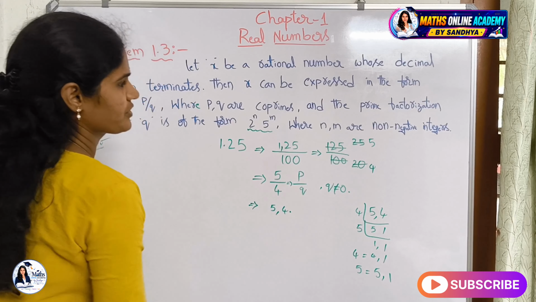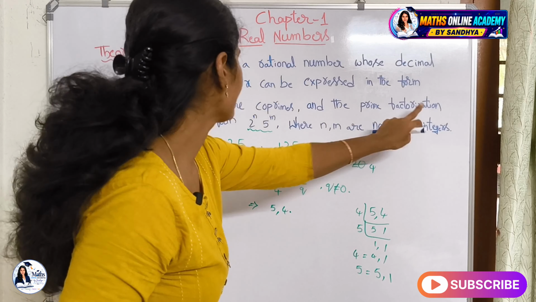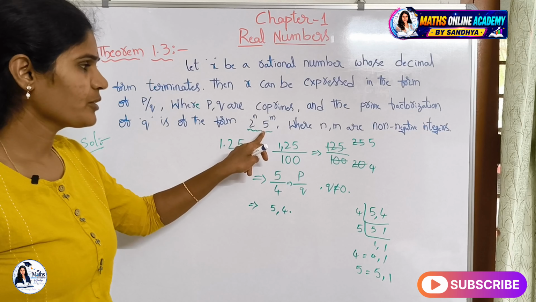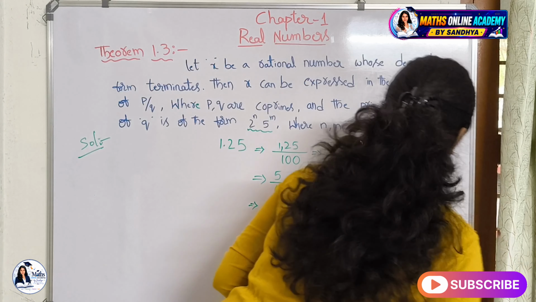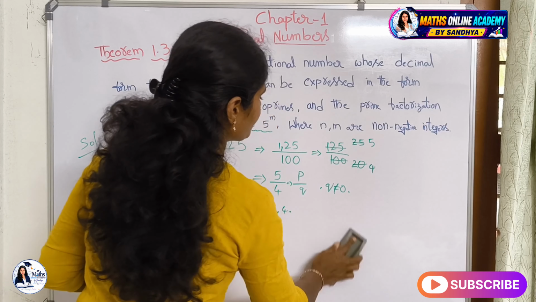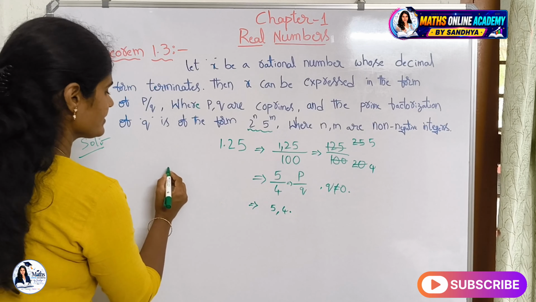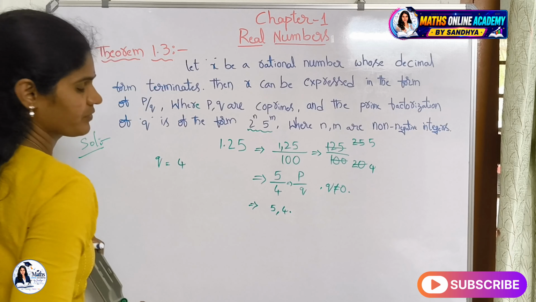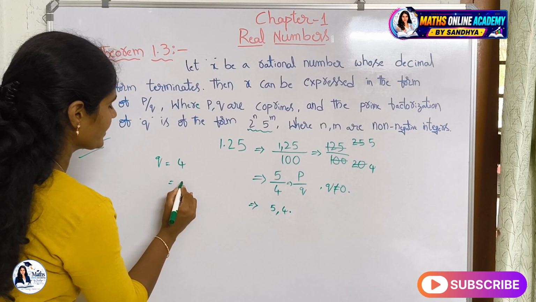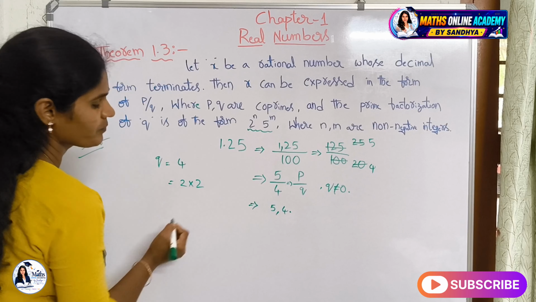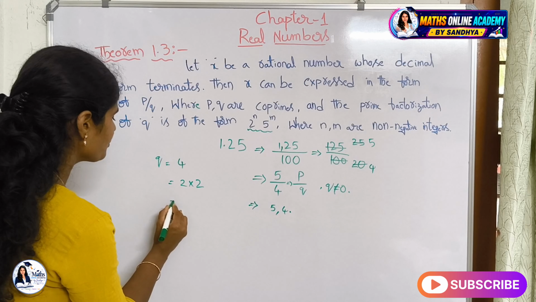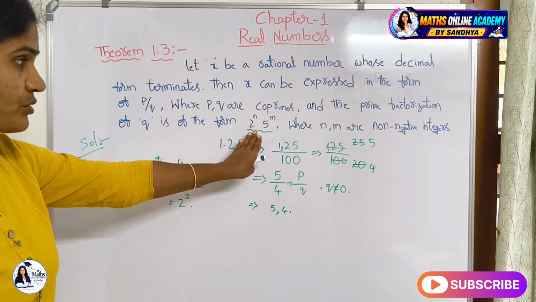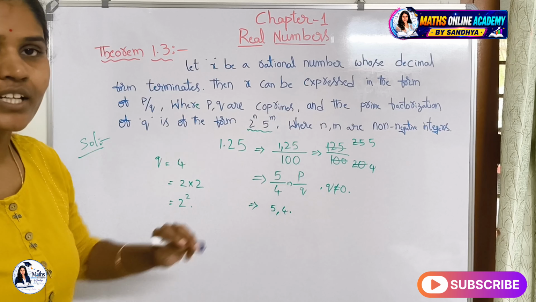This one also finished. And the prime factorization of q is in the form of 2 power n, 5 power m. So, what is the q here? q value is 4. For 4, you can write 2 into 2. Yes? 2 into 2 means 2 square. But here we have to show 2 power n, 5 power m.